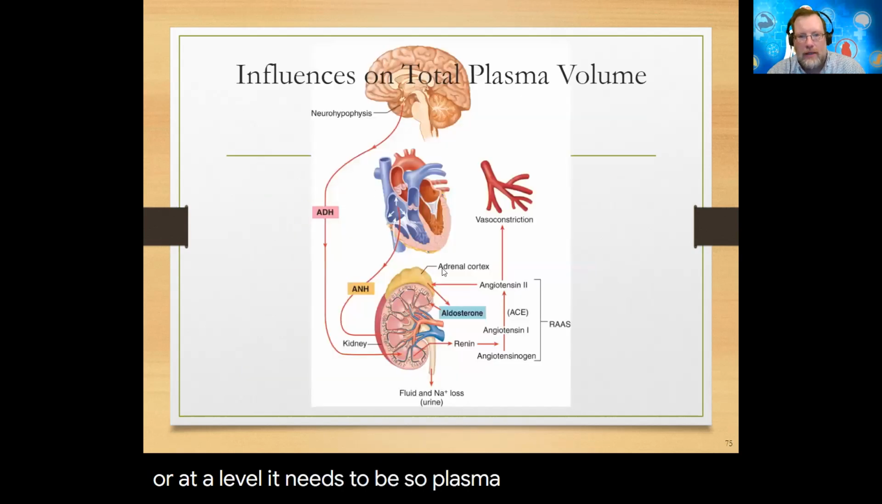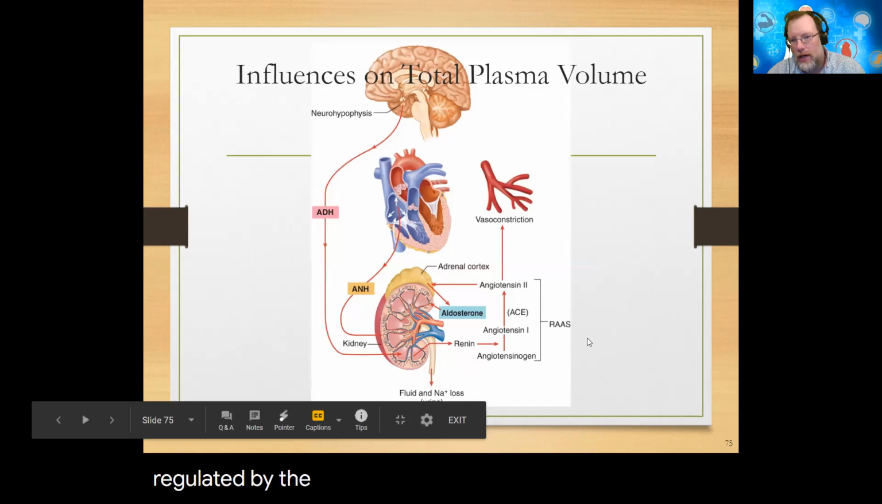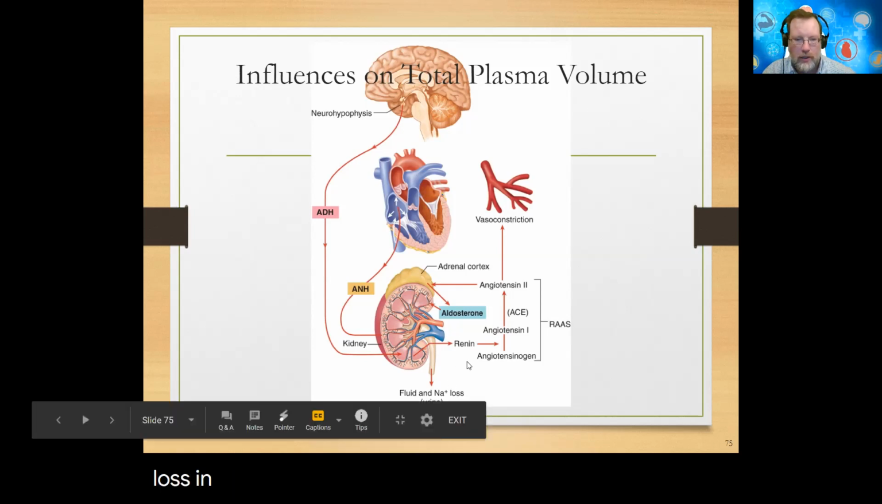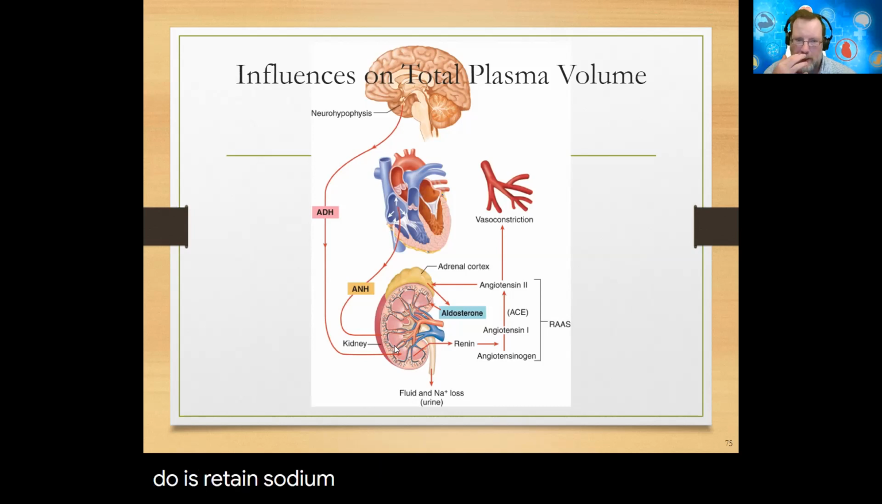Plasma volume, again, is regulated by the RAAS: renin, aldosterone, angiotensin system. Again, if we need to retain fluid, we're going to get antidiuretic hormone released from the pituitary. That's going to go to the kidneys and trigger a series of chemical reactions. One has to do with decreasing fluid and sodium loss in the urine. So one of the main keys is to retain sodium, thus retaining fluid.